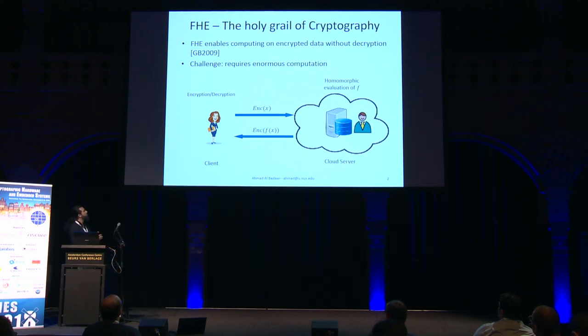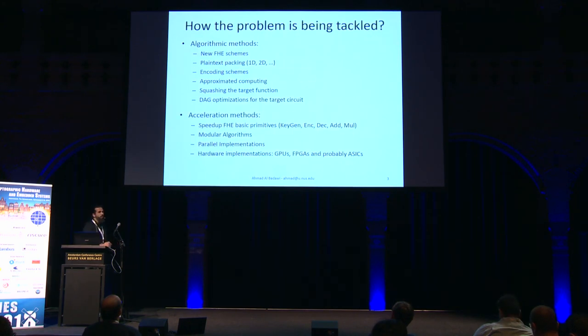And maybe the main challenge in homomorphic encryption is that it requires enormous computation. How is this problem, the performance issue in homomorphic encryption, being handled? I would say there are two directions. One is trying to find new schemes or techniques to improve the performance of FHE, like plaintext packing, encoding schemes, approximated computing, probably squashing the target function that you need, and even DAG optimizations for the circuit that you want to compute. And there is the other direction, which accepts the status quo of FHE and tries just to speed up what we have.